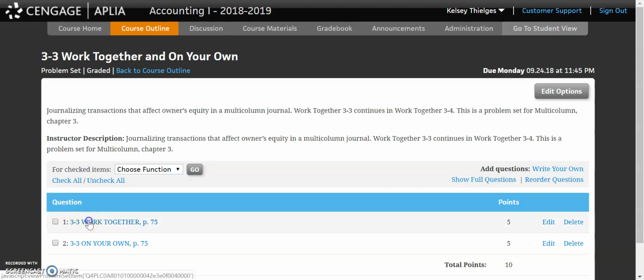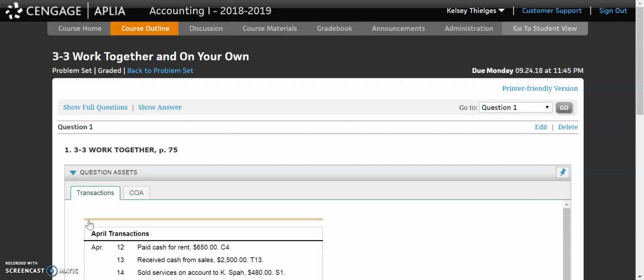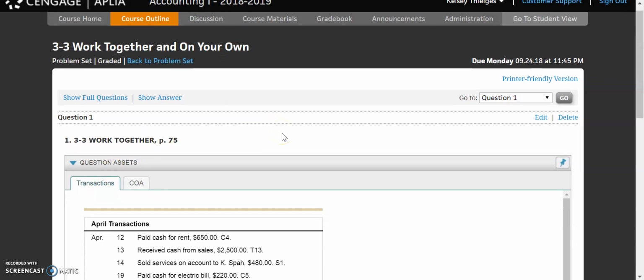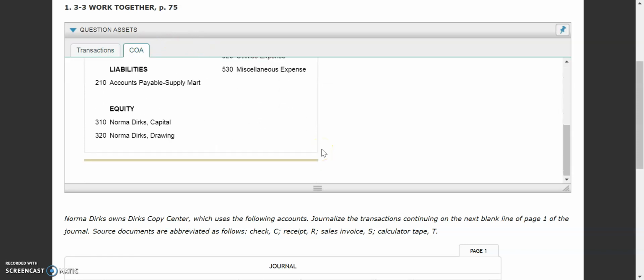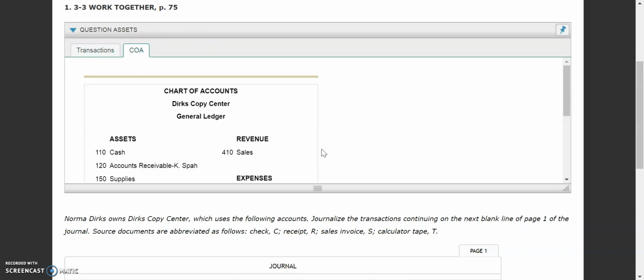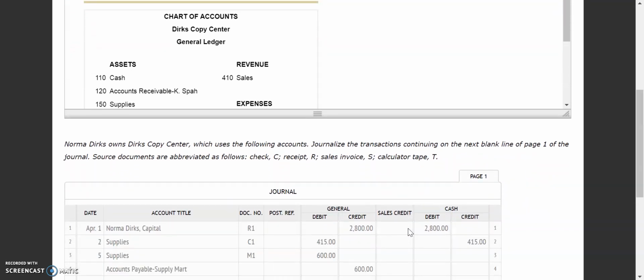Okay, let's head on into our 3-3 work together, where we will be practicing some more of our journalizing. So once again, let's read the instructions. Again, we've got Norma Dirks, who has the Dirks Copy Center and uses the following accounts. We can see those in our chart of accounts up here. And then we want to journalize the transactions, continuing on the next blank line of page 1 of the journal. And our source documents are abbreviated as check is C, receipt is R, sales invoice is S, and calculator tape is T.